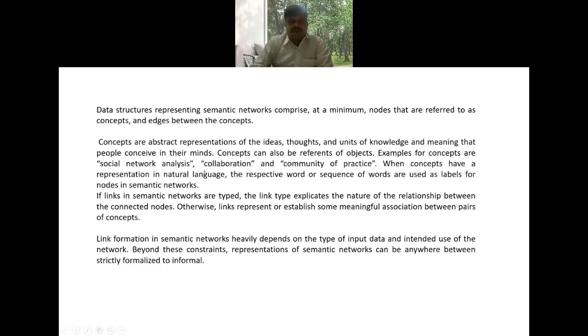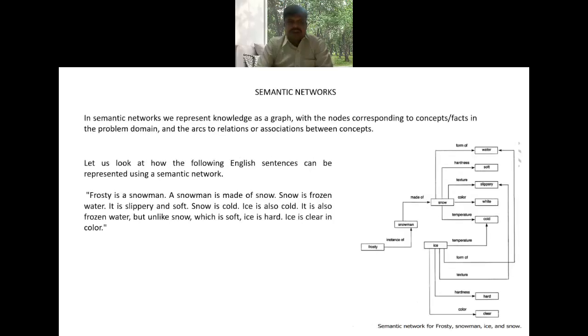Before seeing this slide, we will go straight to one particular example. I think it is visible to you. So consider an example. Frosty is a snowman. A snowman is made of snow. Snow is frozen water. It is slippery and soft.